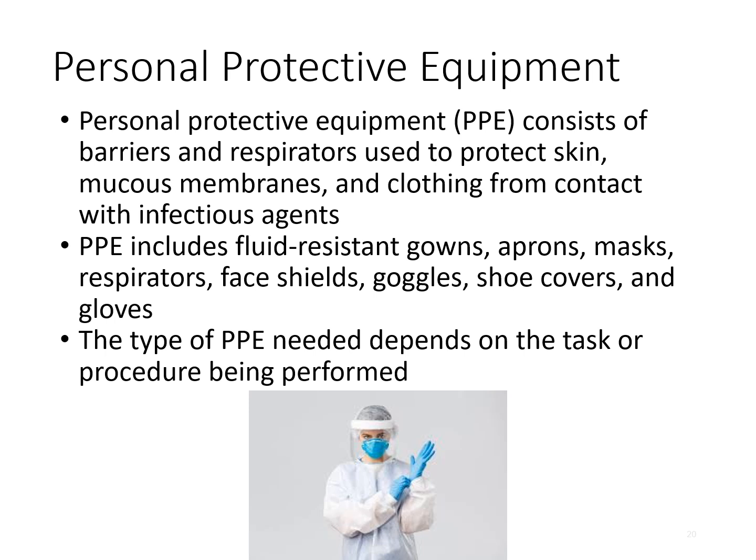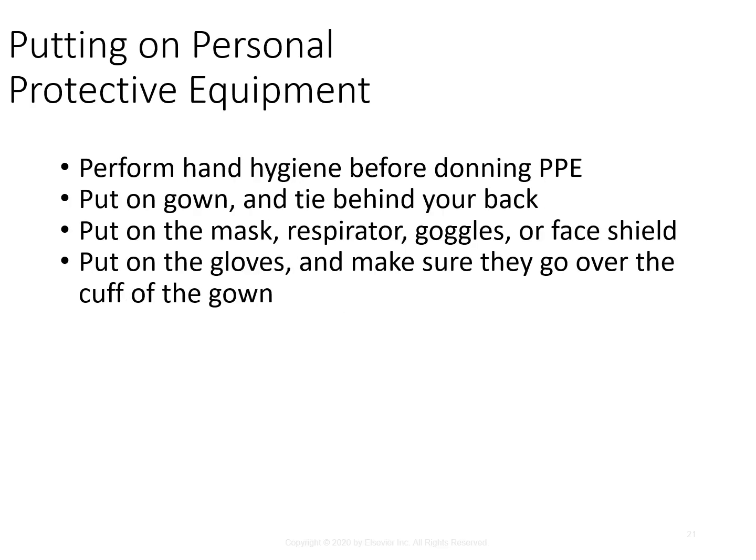Personal protective equipment, or PPE, consists of barriers and respirators used to protect the skin, mucous membranes, and clothing from contact with infectious agents. PPE can include fluid-resistant gowns, aprons, masks, respirators, face shields, goggles, shoe covers, and gloves. The type of PPE that's needed is going to depend on what you're doing. If you're working in a clinic setting, you'll probably have less PPE than if you were working in a hospital setting. It's really just going to depend on where you end up working and what you end up needing to wear.